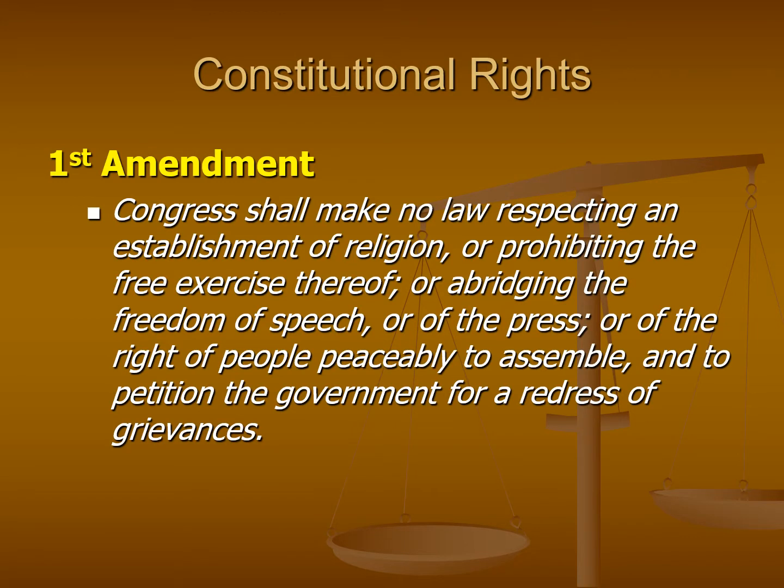As mentioned on the previous slide, there are four key amendments in the U.S. Constitution that have played a central role in the correctional system, and especially with respect to prisoners' rights. The first of these is the First Amendment. The First Amendment says that Congress shall make no law respecting an establishment of religion, prohibiting the free exercise thereof, or abridging the freedom of speech, or of the press, or of the right of people peacefully to assemble and to petition the government for a redress of grievances.